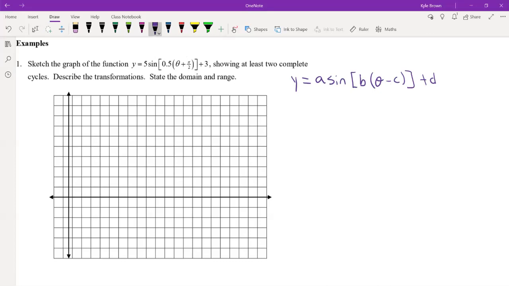All right, so now let's just write that one below it so we can see what our a and b and everything else is, right? So we've got y is equal to 5 sine, b, oh, sorry, b is 0.5, theta plus pi over 2, plus 3.